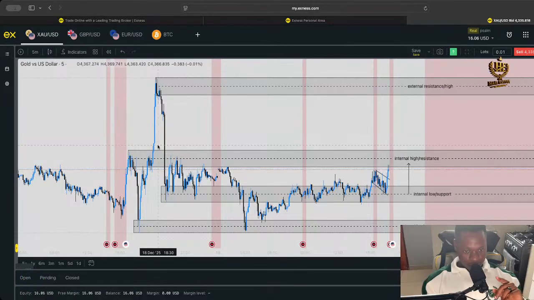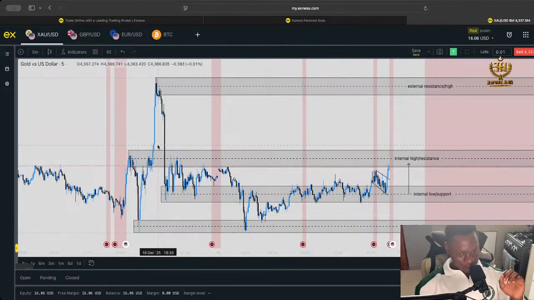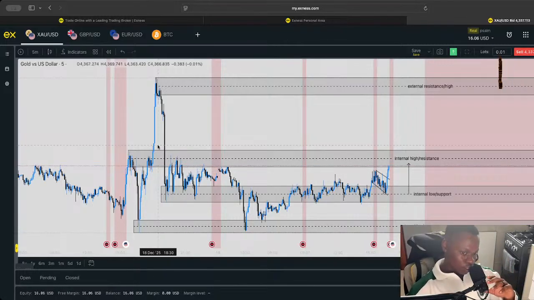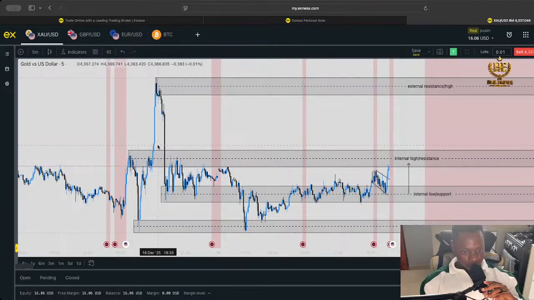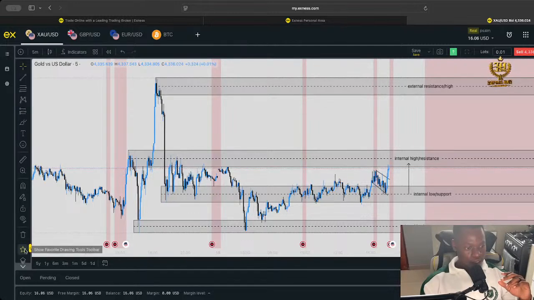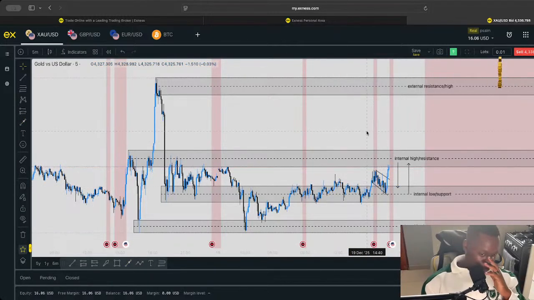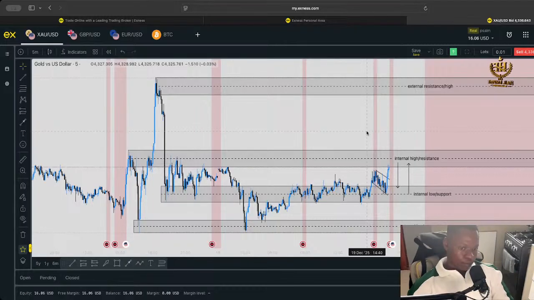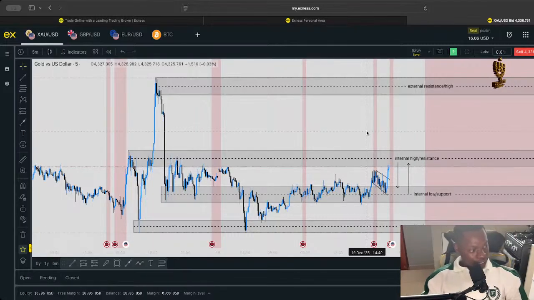So if that candlestick closes bearish, I'll be selling it. I'll be entering some sales, scalping it to the downside. We might see price from here again to the downside. We might see that happening again.